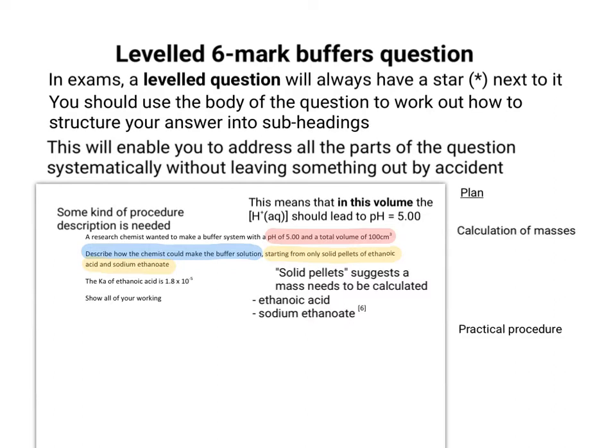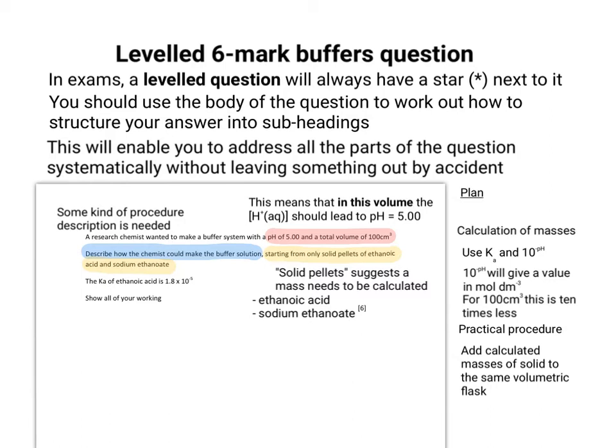So our plan can be split into two sections, can't it? Calculation of masses and practical procedure. The data you're given is the Ka, and you've got the pH, so you can get the hydrogen ion concentration by doing 10 to the minus pH. But 10 to the minus pH will give a value in moles per decimeter cubed, which is the standard unit of concentration. So for 100 centimeters cubed, this is 10 times less. In our practical procedure, if you add the calculated masses of solid to the same volumetric flask, you can make it up to the 100 centimeters cubed mark, so in your answer you've got to say that the volumetric flask has to be 100 centimeters cubed.